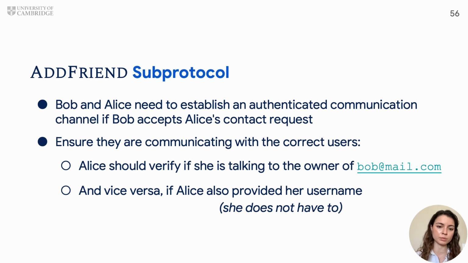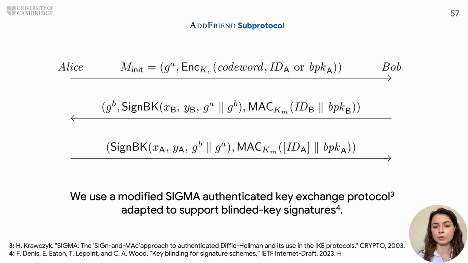Again, going back to the whistleblower case, Bob could be a journalist and Alice could be a whistleblower, and Alice would not need to provide any username to be able to then establish a long-term communication channel with Bob. In the addFriend subprotocol, we use a modified Sigma authenticated key exchange protocol. We have adapted the original Sigma protocol to support blinded key signatures. We use Sigma because it's fairly simple and proven correct, but another authenticated key exchange protocol could be substituted in its place.